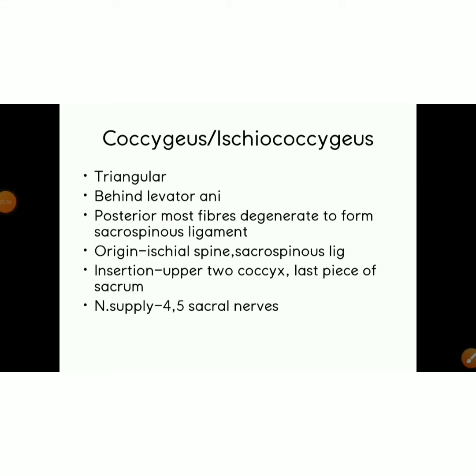Now coming to the coccygeus, or it is also called as ischio-coccygeus. Okay, so it is triangular in shape and is situated behind the levator ani. Most of the posterior fibers of the muscle degenerate to form the sacrospinous ligament. So the apex is at the ischial spine and sacrospinous ligament, and it is inserted by its base into the sides of upper two pieces of the coccyx and last piece of the sacrum.